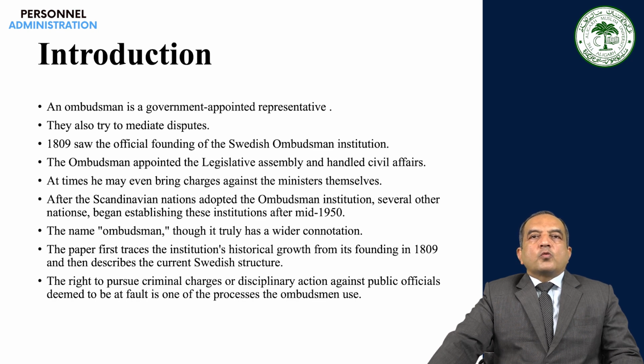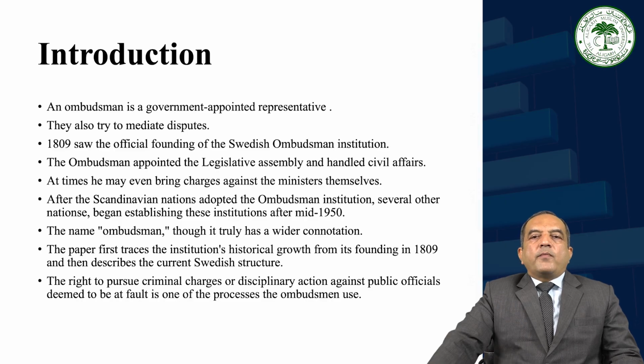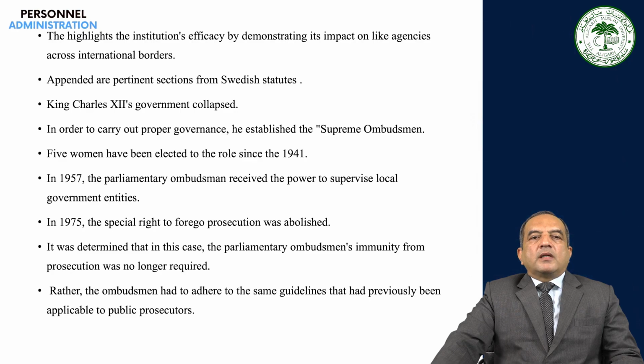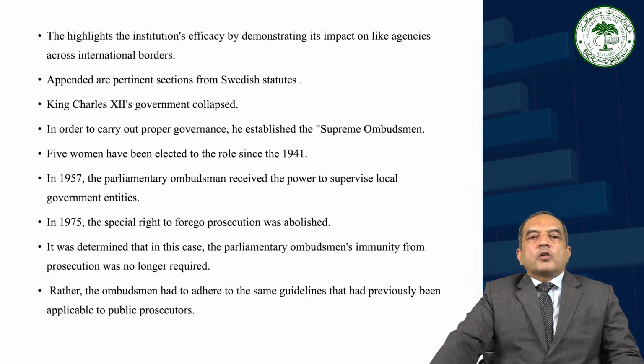The right to pursue criminal charges or disciplinary actions against public officials deemed to be at fault is one of the processes the ombudsman uses while looking into complaints and administering supervision. In light of the institution's efficacy, it demonstrates its impact on like agencies across national borders. Appended are pertinent sections from Swedish statutes and laws and complaint cases that ombudsmen have handled, an organizational diagram showing the office's structure, and over 40 references.